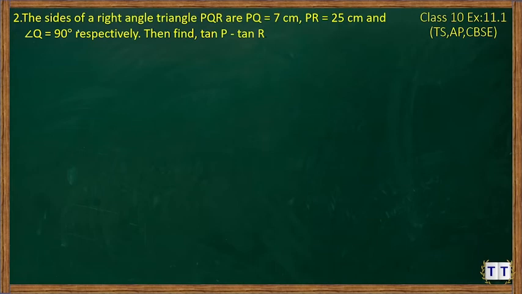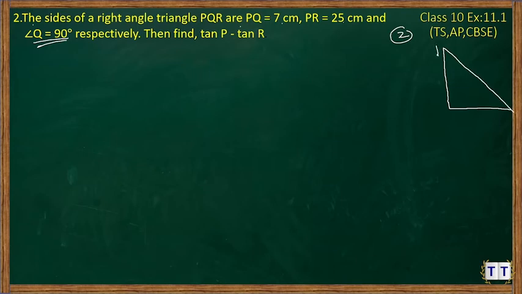Next we have the second question of the exercise. The sides of a right angle triangle PQR are PQ equals 7 centimeters, QR equals 25 centimeters, and see it is mentioned here right angle at Q, so you have to take the right angle at Q only. This is in CBSE also, it is a second question. Now let's draw the diagram.